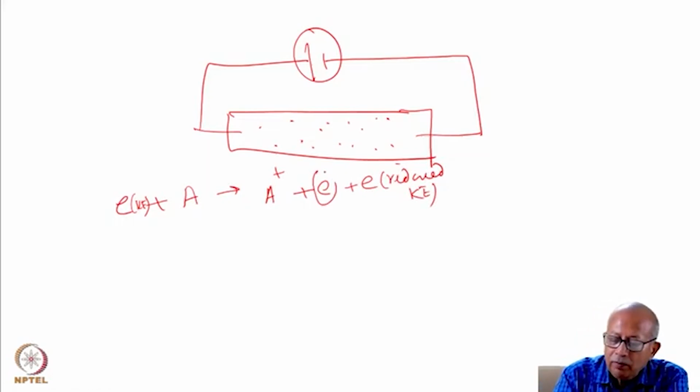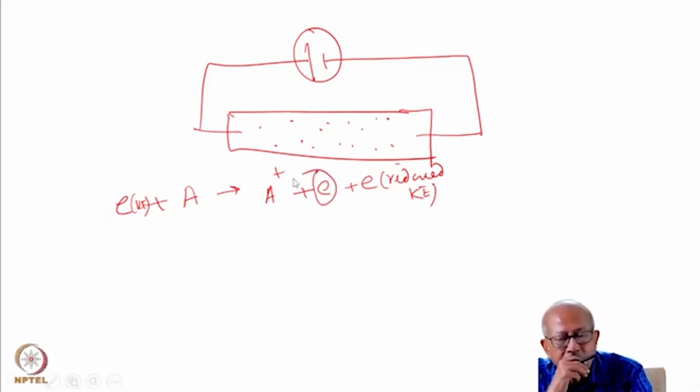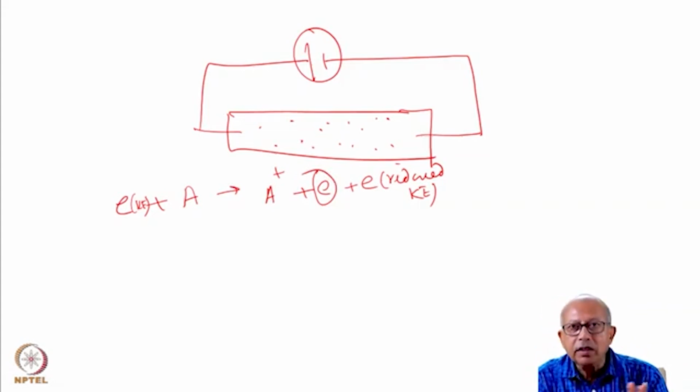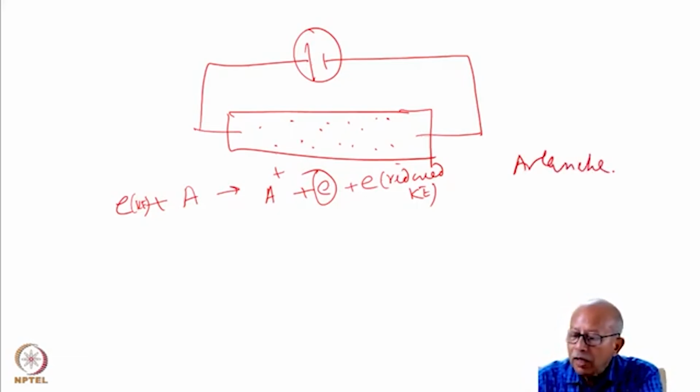So this way electrons will be created, and as more and more electrons are created, they will again be accelerated, and this process will continue. Thus, you eventually create an avalanche of electrons, and this basically sustains the discharge.